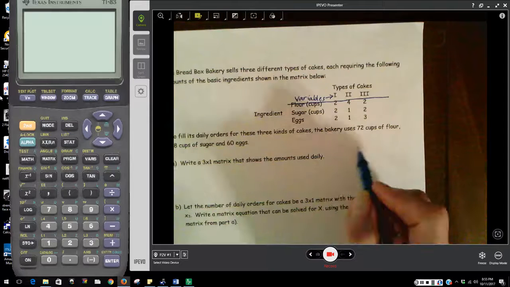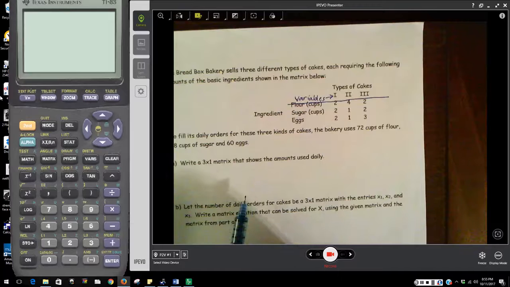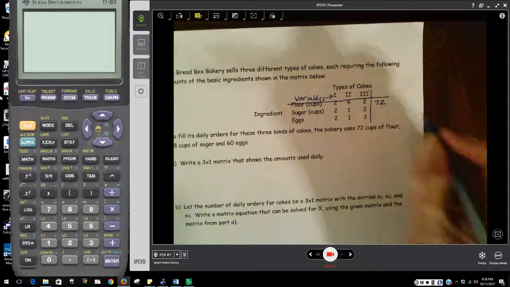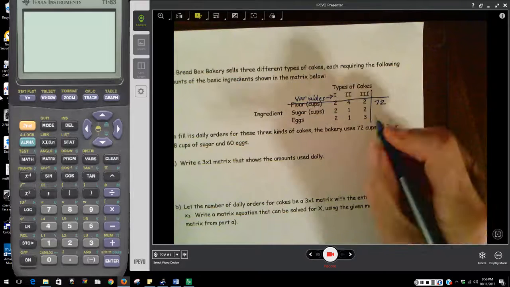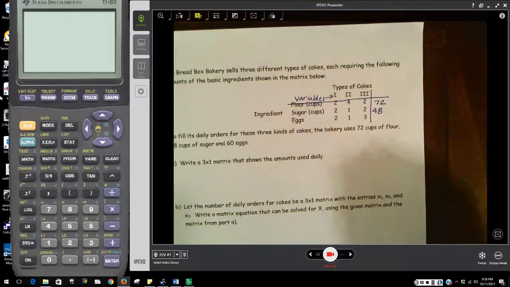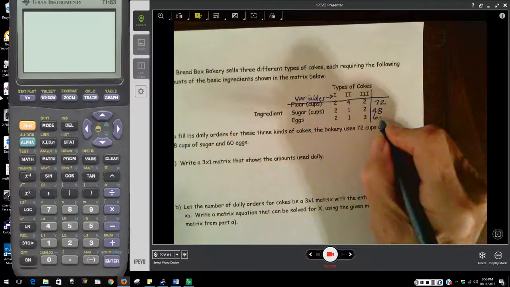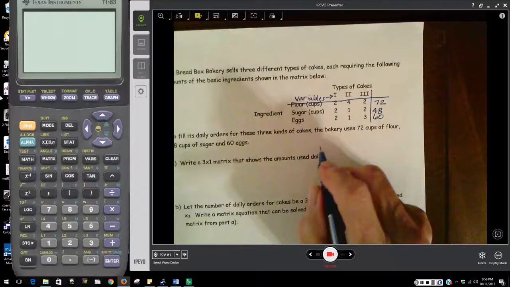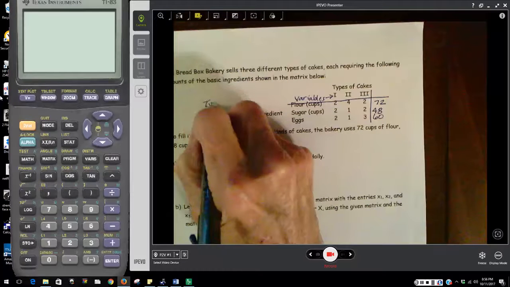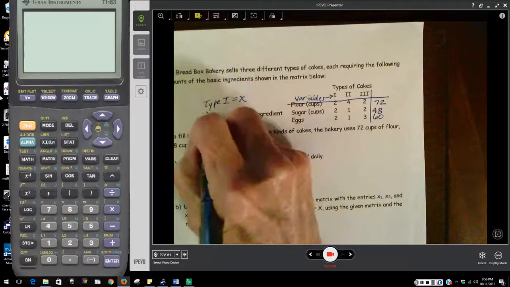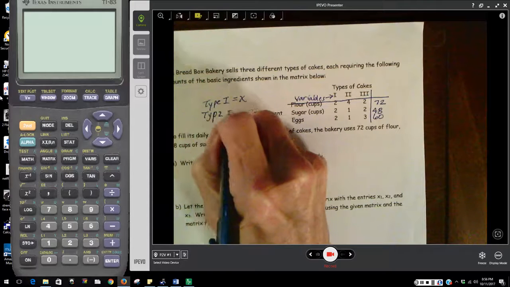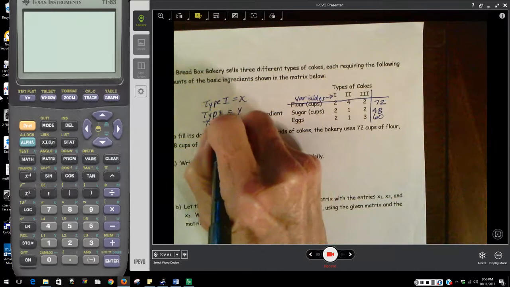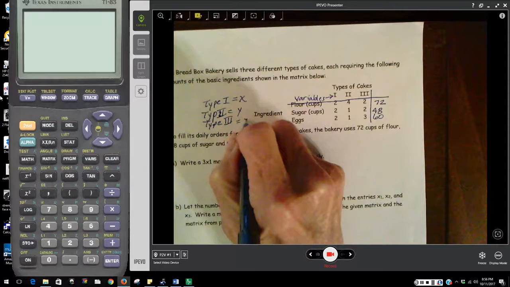And we have down here that the total amount of flour they have is 72 cups. And that the total amount of sugar they have is 48 cups. And the total amount of eggs is 60 eggs. And from that, we're going to need to write a system of equations, which would be letting type 1 equal x, type 2 equals y, and type 3 is equal to z. Those are our variables.